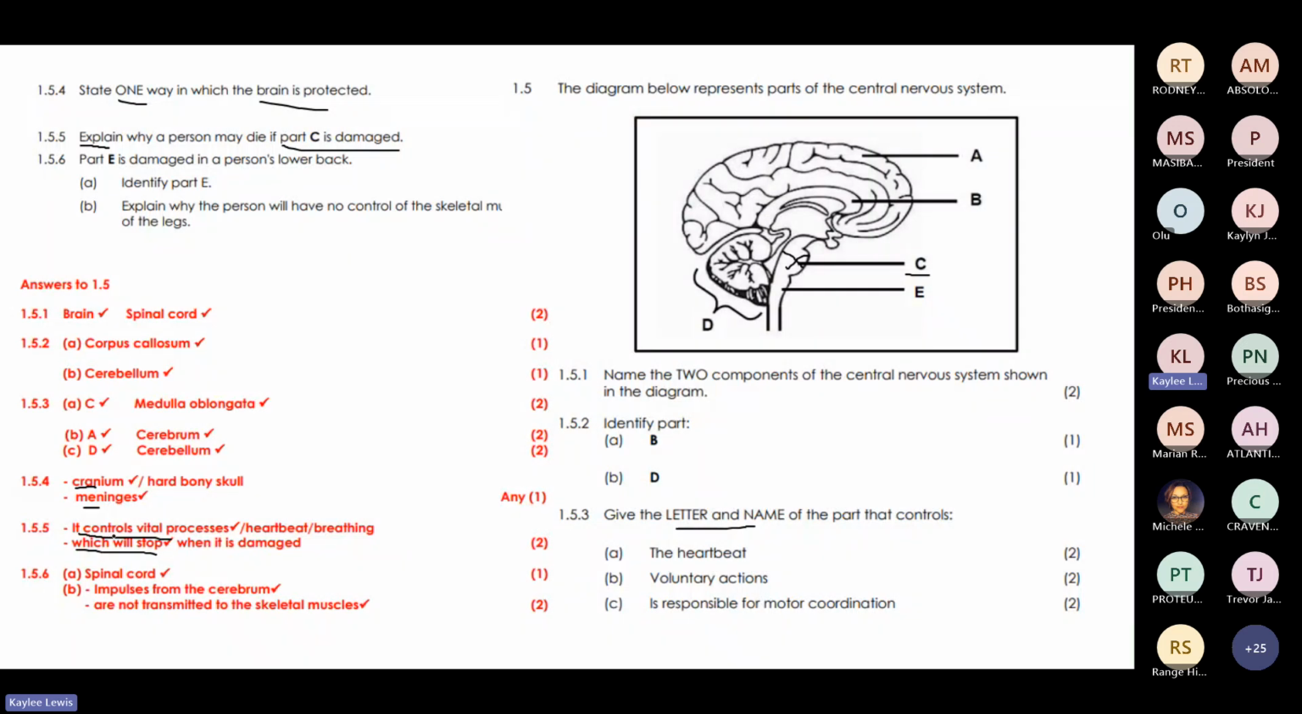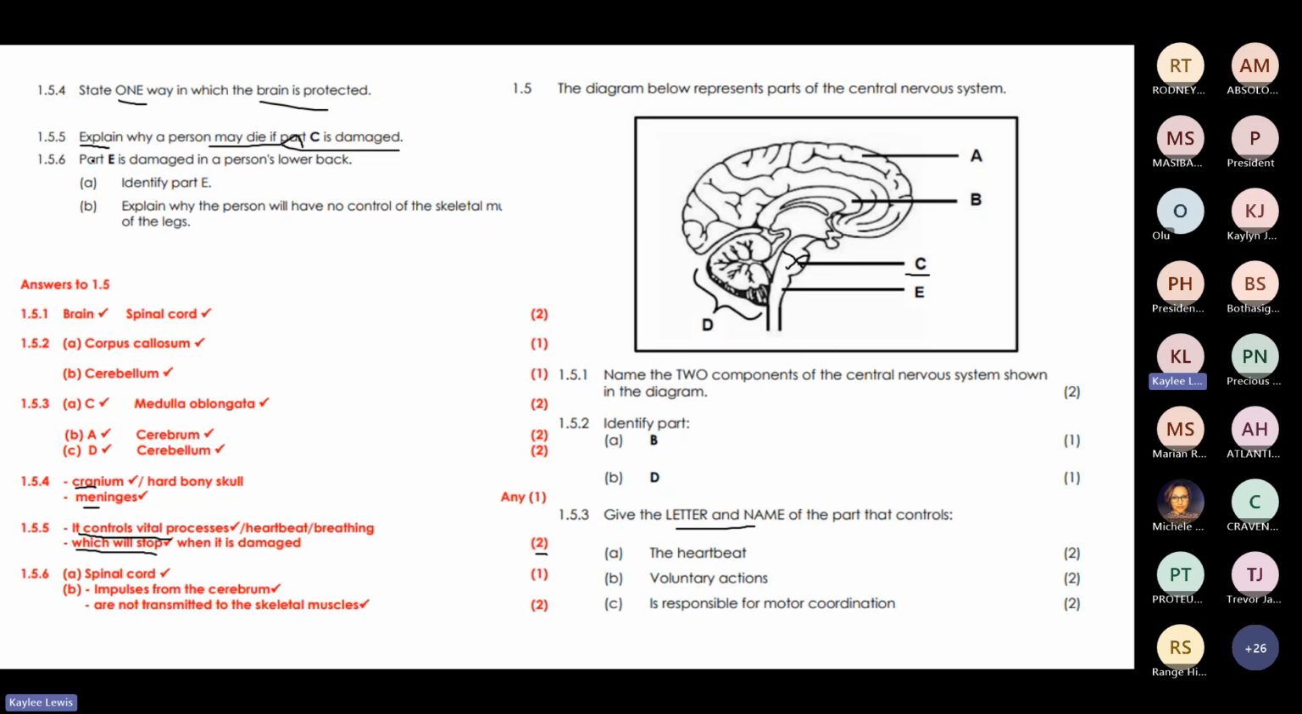So firstly, you say what it does. So it controls heartbeat and breathing. And because it's damaged, those processes will be stopped. And ultimately, that would lead to a person dying. Okay, so that's how you have to answer it. Be careful. Think what the medulla oblongata does, and then think if it's damaged, what won't happen, and how it may result in a person dying. So that's for 2 marks.